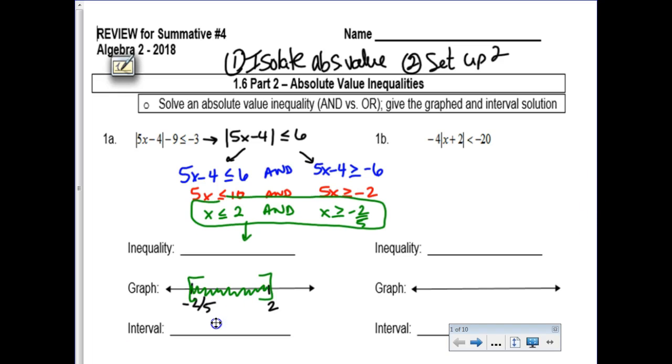Now we're almost home free. The interval for ands are super easy. You just go from left to right. So negative 2/5 to 2 with brackets.